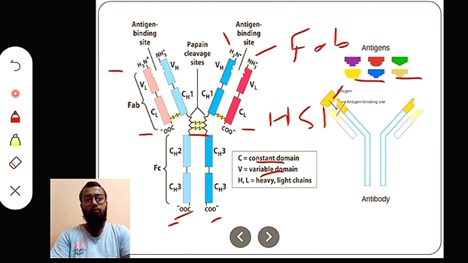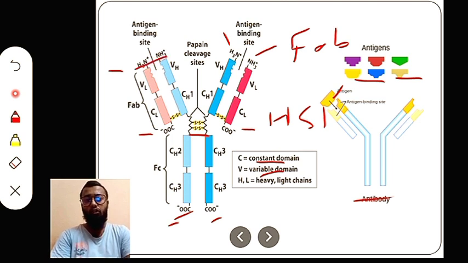These pathways you already know, like the classical pathway and alternate pathway, and the end product of these pathways is the lysis of the antigen or the lysis of the infectious material. So that's not our topic of interest. We are going to see about the antibody.